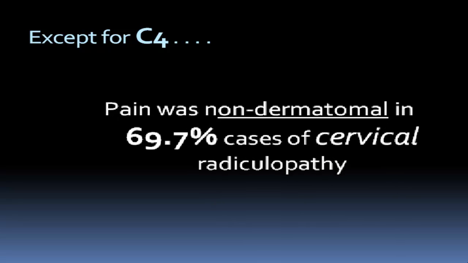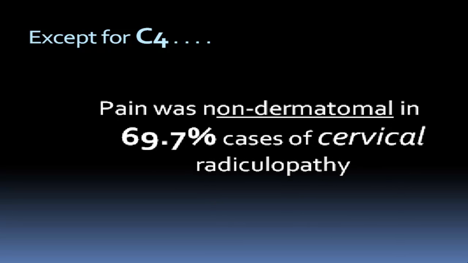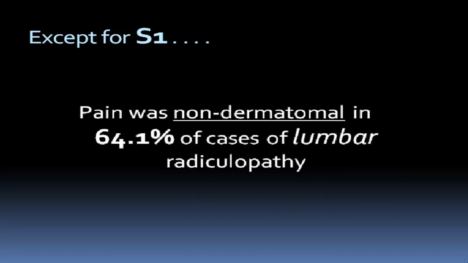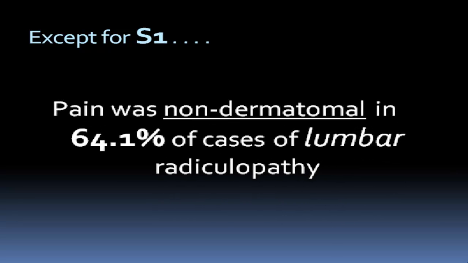With the exception of C4, patients indicated a non-dermatomal pattern in close to 70% of cases of cervical radicular pain. And for C4, there were only a few patients represented, which may make any conclusions about that level questionable. And except for S1, non-dermatomal patterns were described by patients with lumbar radiculopathy around 64% of the time. So why is that?